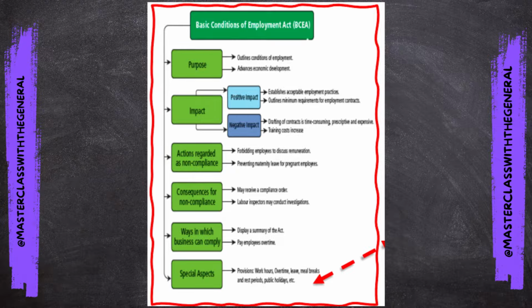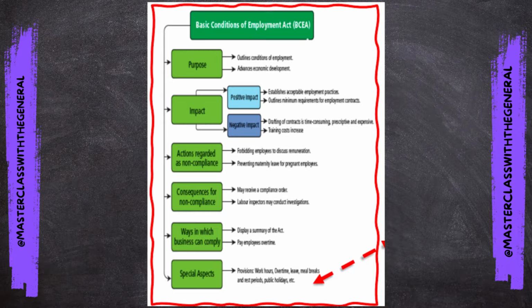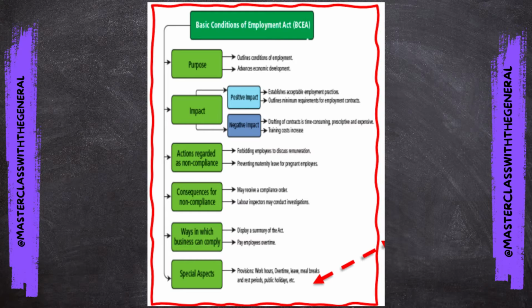Then the consequences: what are the consequences for those who do not comply? They may receive a compliance order. We've already seen that in our previous video. This applies almost to every act. Then labor inspectors may conduct investigations. So if there is suspicion that some of these labor practices are not being followed properly, labor inspectors may conduct investigations and their findings can be very damning against the business.